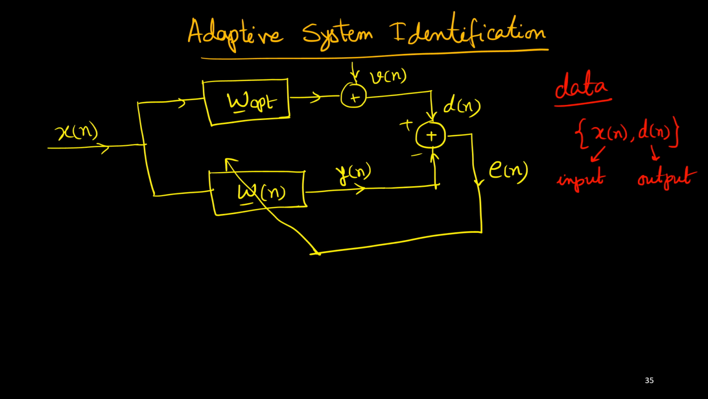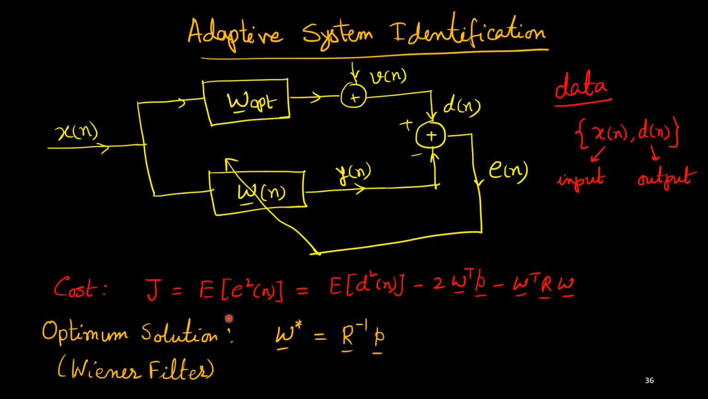Now in this case, Xn is the input sequence and Dn is the output sequence. So this pair is called data, and this data is available. It is also supervised learning, it's labeled data, a pilot sequence. These sequences are given, and with the help of these sequences we need to find the optimum solution. This is the cost function that we have considered. The optimum solution, the Wiener solution, is given simply by W star equals R inverse P.